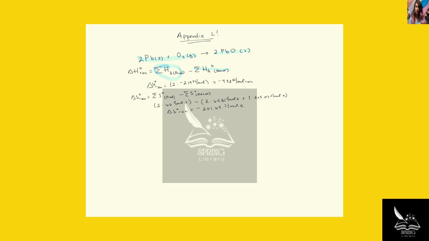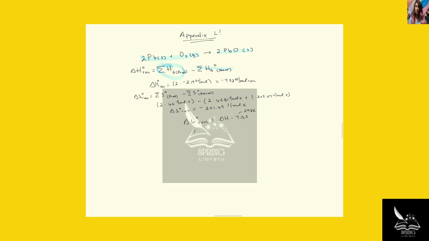So I have to use these two values together to calculate delta G of the reaction. So delta G equals delta H minus T delta S. The T in this case is 298 K, so the 25 degrees Celsius. So delta G equals negative 438 kilojoules minus 298 Kelvin times, we have to convert this delta S into kilojoules, so we divide by 1,000, so it's 0.20169 kilojoules per mole Kelvin.